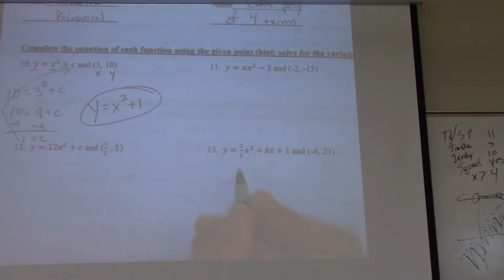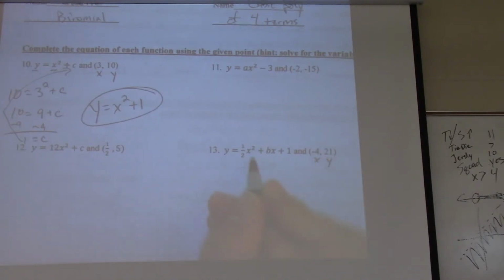Okay. Plug in 13. So I've got, again, x and y, and I'm going to plug into x and y. Now keep in mind, there are 2 spots where there's an x on this problem. So I'm going to plug 21 into my y. I get 1/2 times negative 4 squared plus b times negative 4 plus 1. Do I multiply first or do I exponent first? What does PEMDAS tell us? Parentheses, then exponents, then multiply. So I've got to do this before I multiply by 1/2.